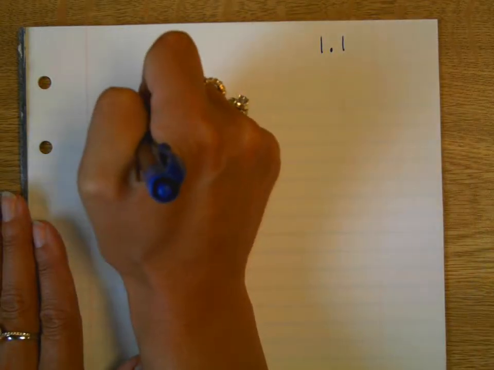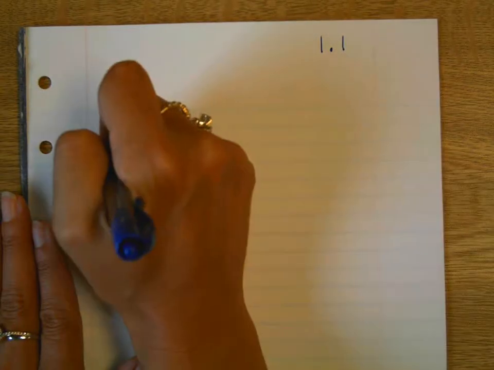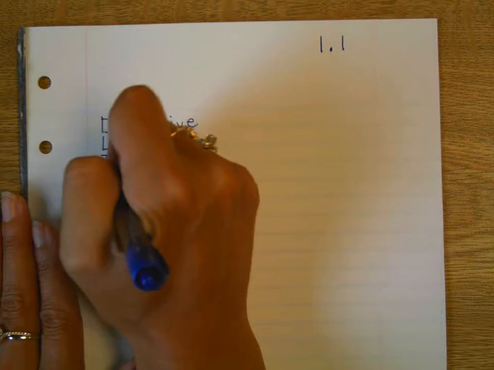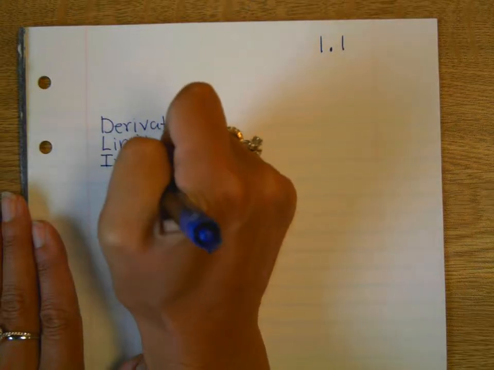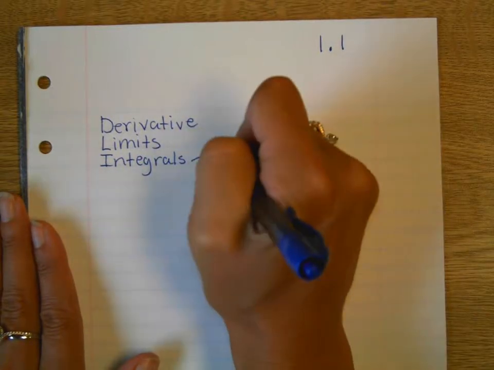Okay, it is the first day of calculus, and before we get started, I just want to let you know that this first chapter is the author's approach to the three big ideas in calculus. Let's label this 1-1. The three big ideas are derivatives, limits, and integrals. And in integrals, there's two kinds. There's definite and indefinite.